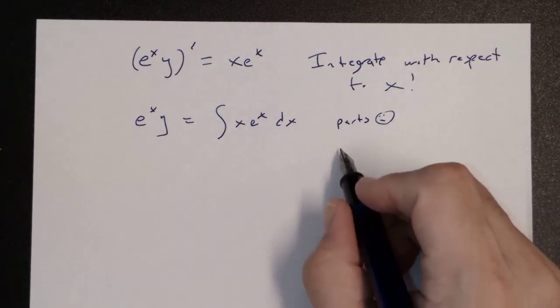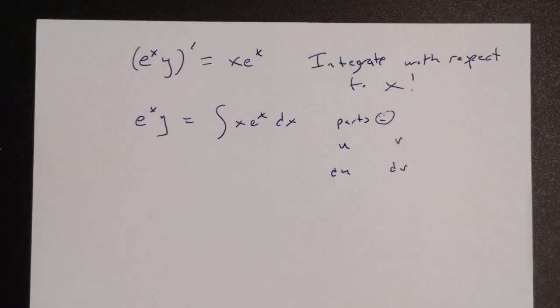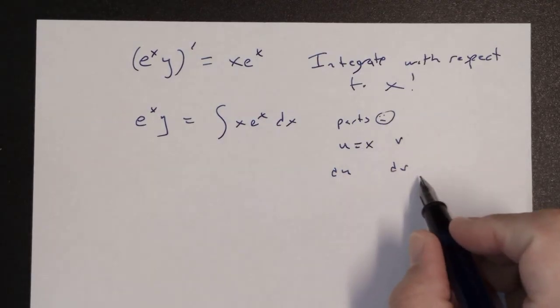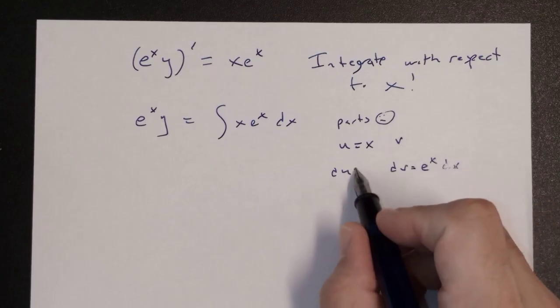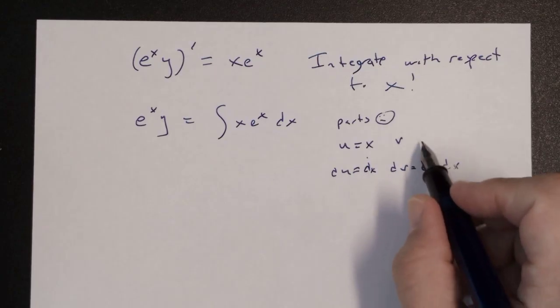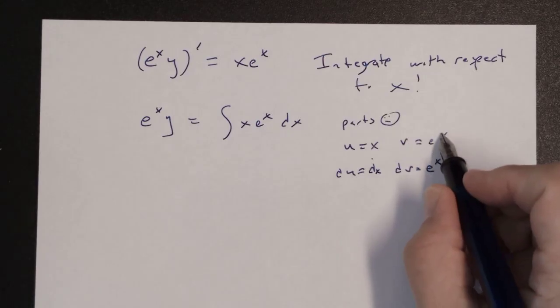All right. U dv v du. So logarithmic, inverse trig, polynomial, LIPET. P comes before E, polynomial before exponential. So u is x. That means the dv is e to the x dx. Means du is just dx. What's the integral of e to the x? E to the x. So v is e to the x.